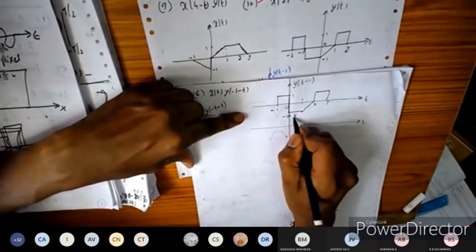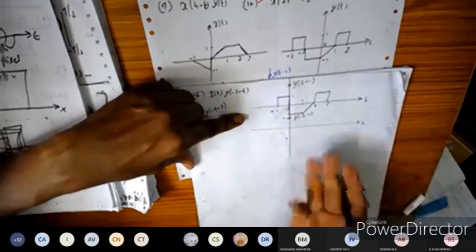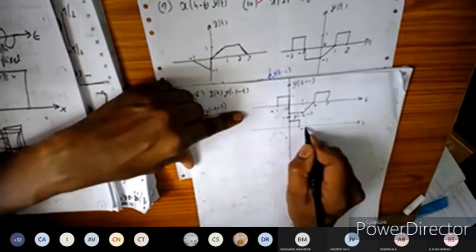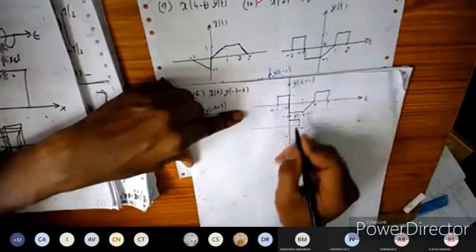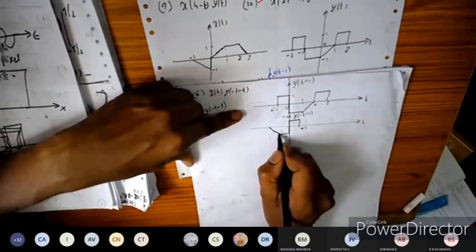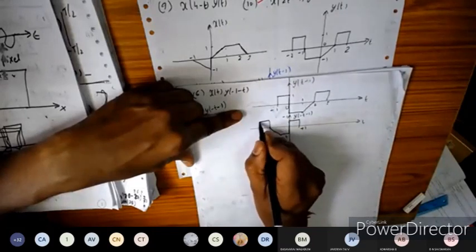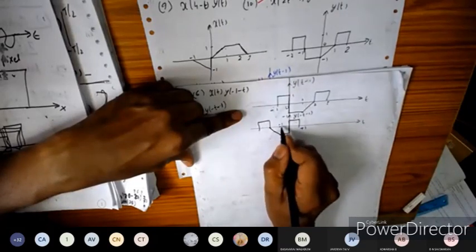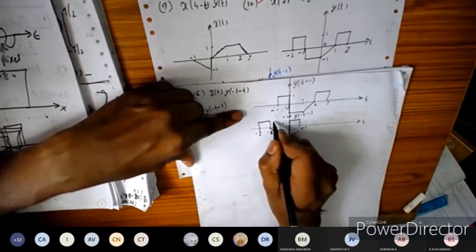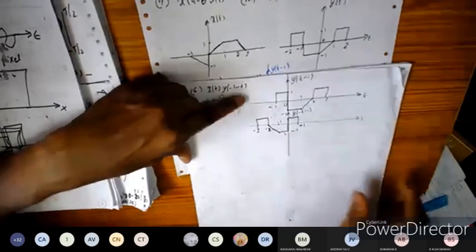Now we need to take the reflection, y of -t minus 1. Y of -t minus 1 means the reflected signal will become like this. So this will go to the +1, and the rest of the things will go down. So this is -1, -2, -3, and this is 1 here. So this is y of -t minus 1 that we get here.